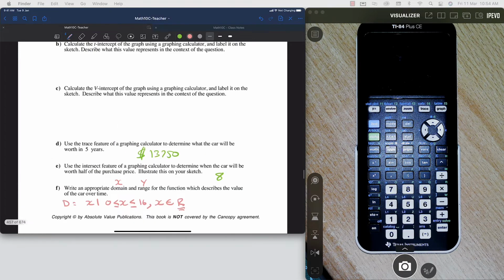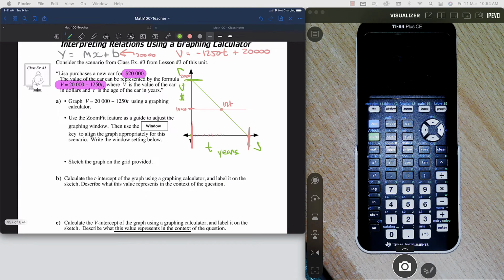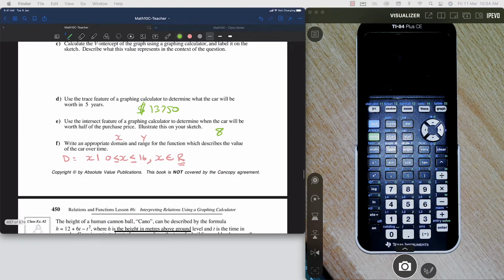And let's look at the y. The y is going all the way from 20,000 and then down to 0. Okay, so the range, I'll write it down here. The range is equal to y such that y is greater than or equal to 0 and less than or equal to 20,000, and y is going to be a subset of all real numbers. It's not going to be whole numbers, it's not going to be natural numbers.